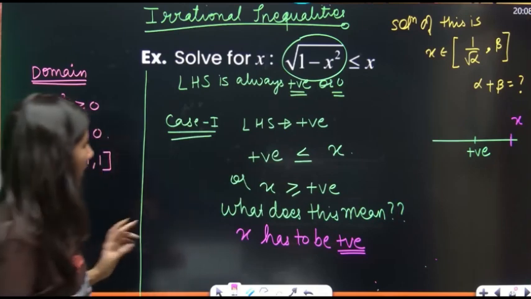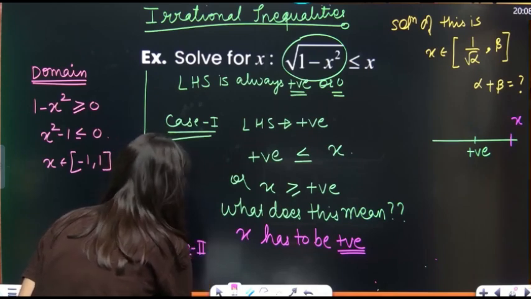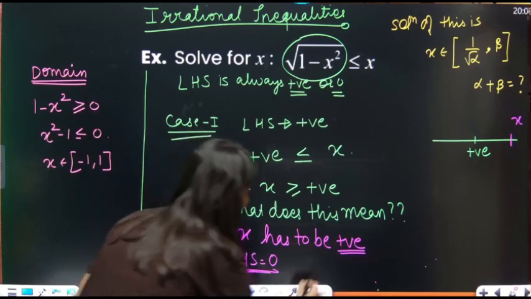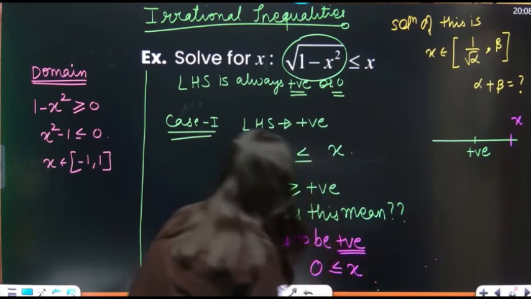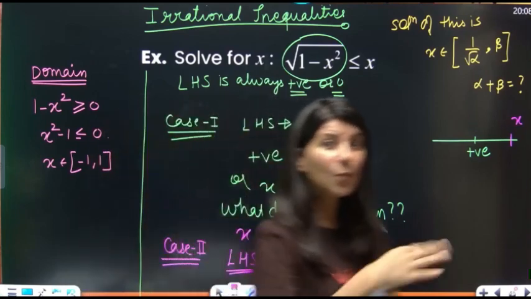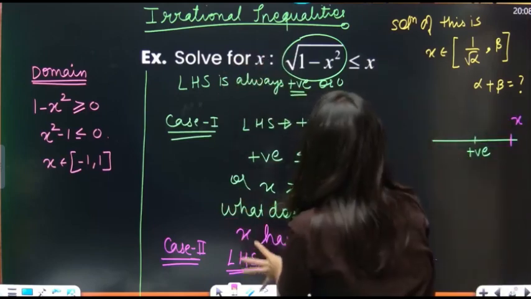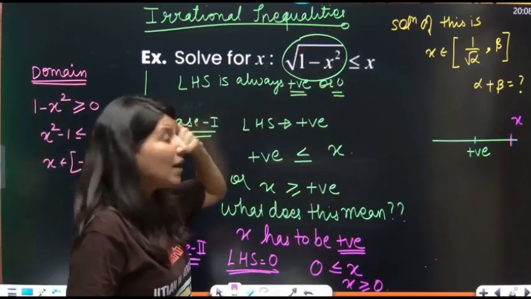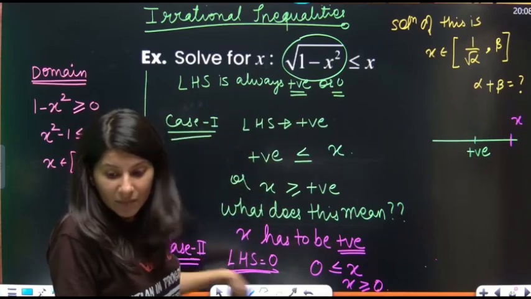Clear? Okay. Now, case number 2. When LHS is equal to 0, then 0 is less than or equal to x. What does that mean? x is greater than or equal to 0. That means x is either positive or 0. Whatever I have done in this area is just thinking. This is no mathematics. This is only in my brain. I have just written it down for your reference, otherwise this is happening in my brain.